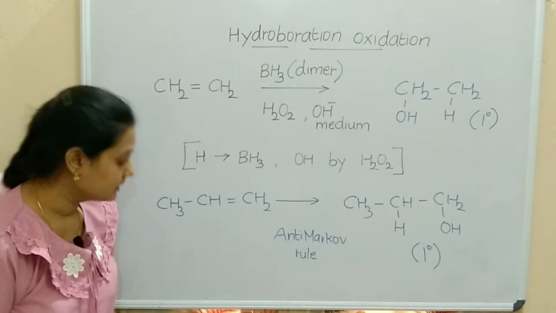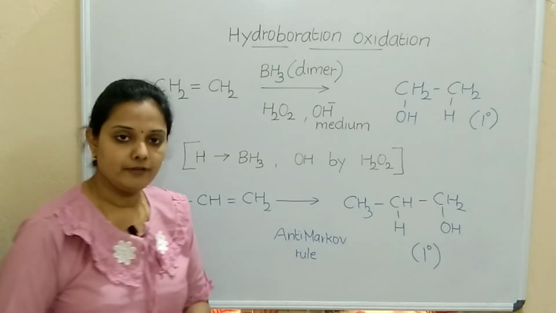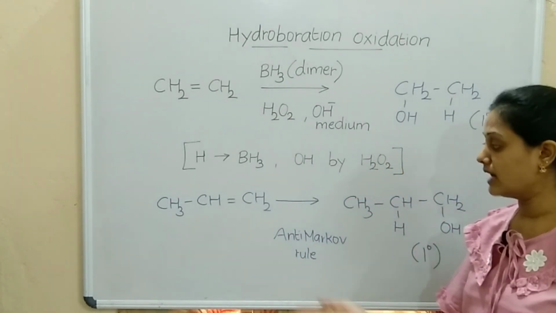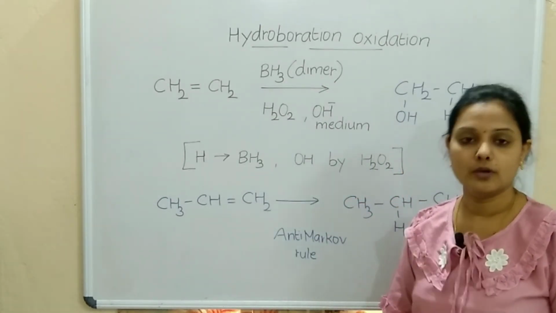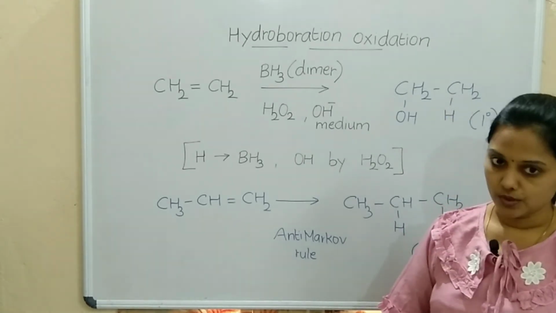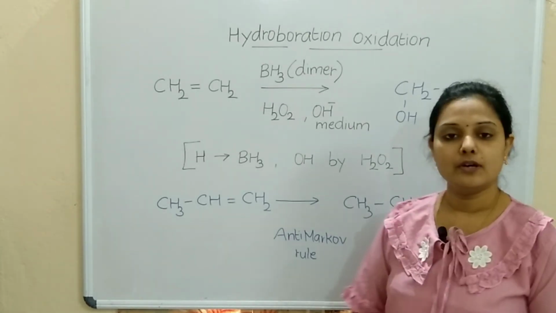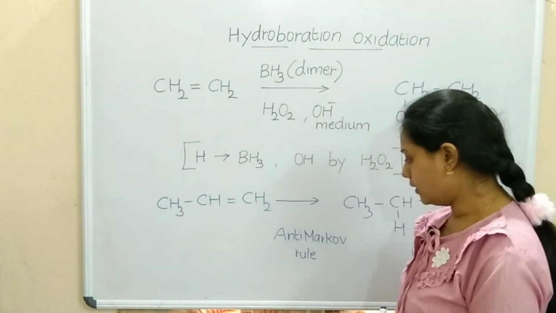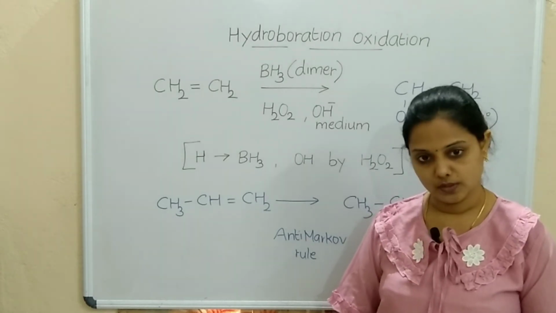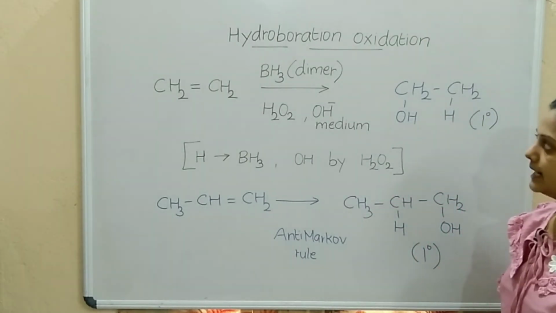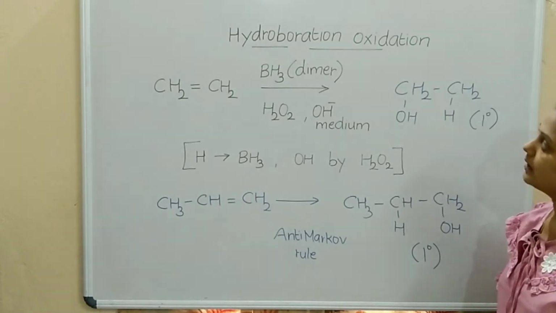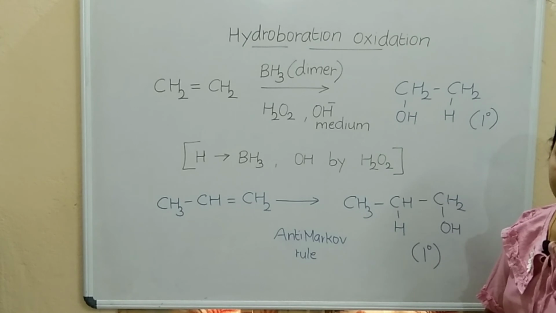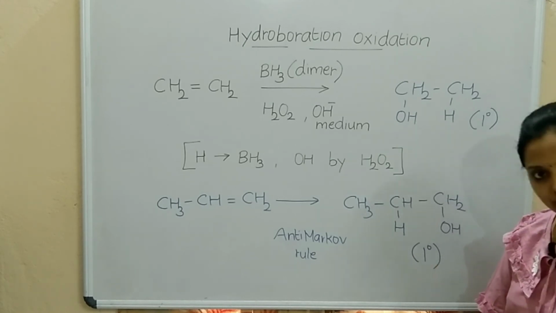So remember this. In the direct way of adding water to alkenes, correct, in unsymmetrical alkenes we are following Markovnikov's rule. But in the indirect way of adding water to unsymmetrical alkenes, we follow anti-Markovnikov's rule. So this is hydroboration oxidation of alkenes to form alcohols. Here we get primary type of alcohols.